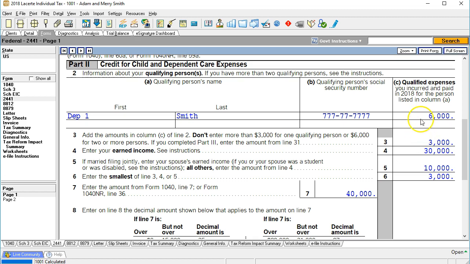Probably 6,000 wasn't the best number to use up there, but we have 3,000 is going to be the limit in this case. And then we have the other limits we've discussed in prior presentations of the amount earned, 30,000 by one spouse, 10,000 by the other. Then the limit for the one employee now being what is being used here, which is that $3,000 limit.